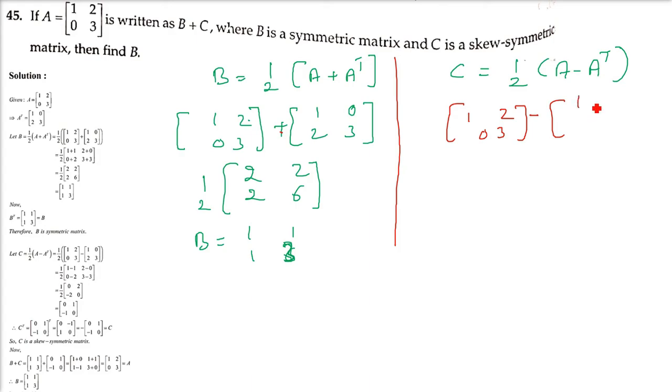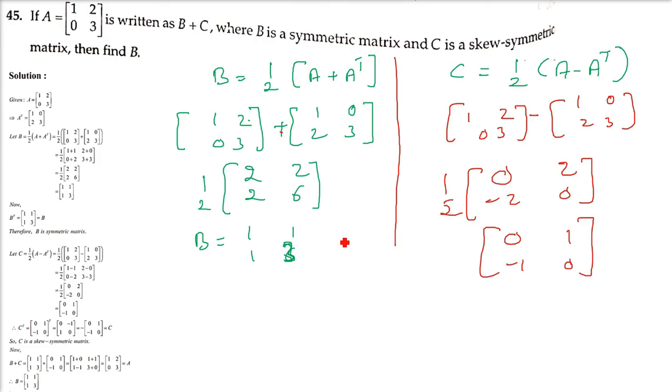A transpose is what? 1, 0, 2, 3. So 1 minus 1 is 0, 2 minus 0 is 2, 0 minus 2 is minus 2, and 3 minus 3 is 0. And you have a half also. So divide everything inside by 2, that is multiply by half. 0, 1, negative 1, 0. This is going to be C.